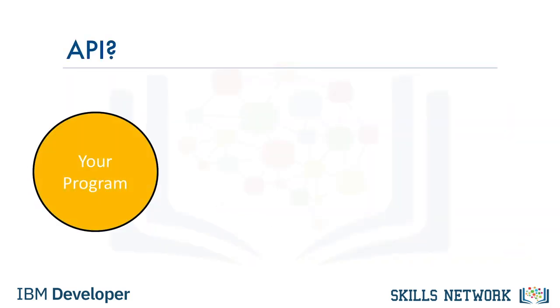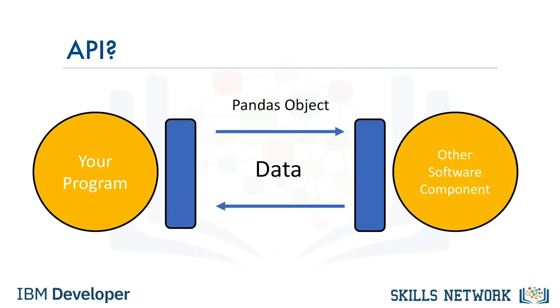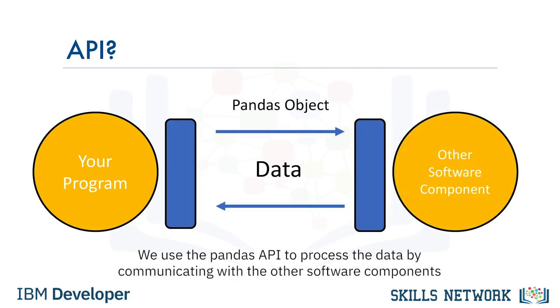Consider the Pandas library. Pandas is actually a set of software components, many of which are not even written in Python. You have some data. You have a set of software components. We use the Pandas API to process the data by communicating with the other software components.